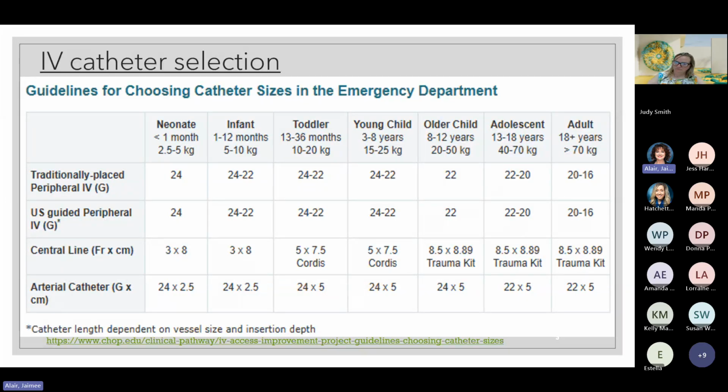When you hit that 50-kilo range and you get above that into like that 70, 80 kilos, sometimes the CT scanners or the people that are doing CT scans won't move forward with the scan because they need a little bit bigger line. So that may be when you get into that range of needing to get a bigger line. This also has the central line French for cordis and for traumas and arterial catheters as well. It's not super common in the outside facilities to do that, but it's on there.